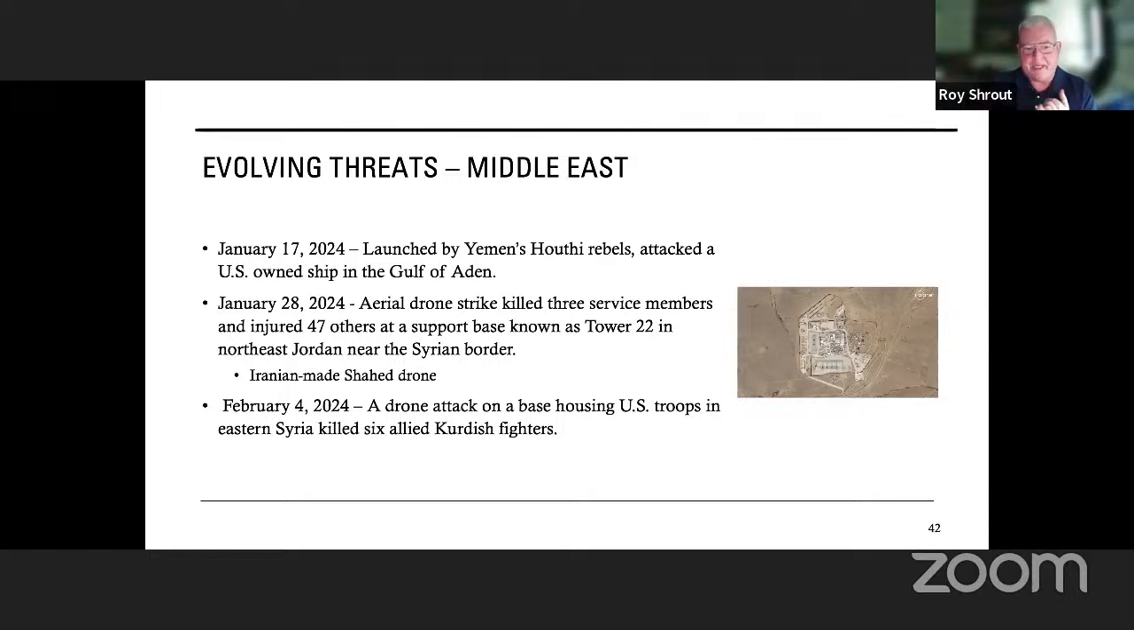On the 28th of January, a drone strike killed 3 service members. You all heard that. That's a picture of the base that they were at, Tower 22. 47 other people injured. And that was an Iranian-made Shahed drone, which is the same kind that are being used right now in the events taking place over in Ukraine and Russia. And on February 4th, again, not too long ago, a drone attack on a base housing U.S. troops in eastern Syria killed 6 Kurdish fighters.